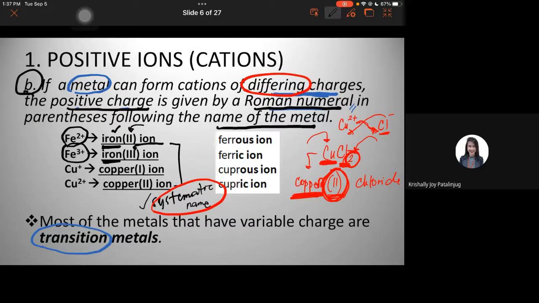Now you will be asked to write the formula of, let's say, cuprous nitrate. So you need to be familiar with the traditional names of these ions. Because cuprous is the traditional name of copper 1 here. That's the cuprous ion. So just recall that the -ous ending represents the one with the lower charge. The -ic ending represents the one with a higher charge.